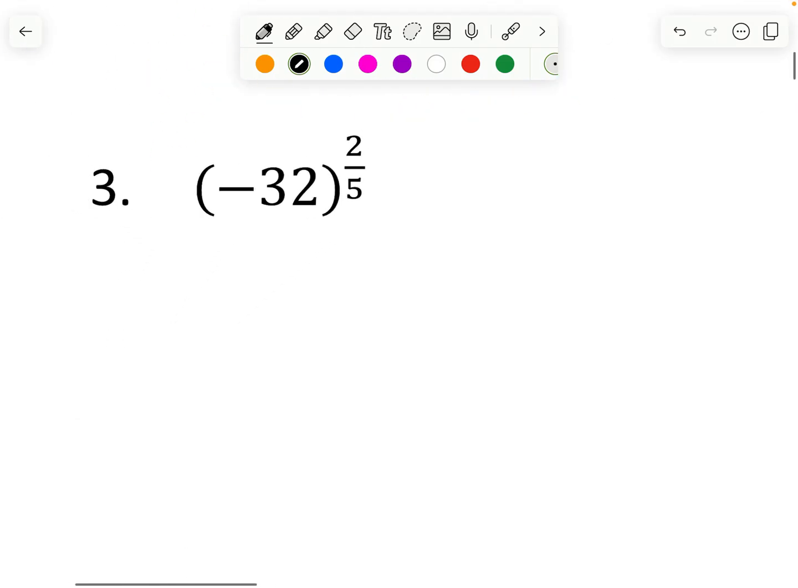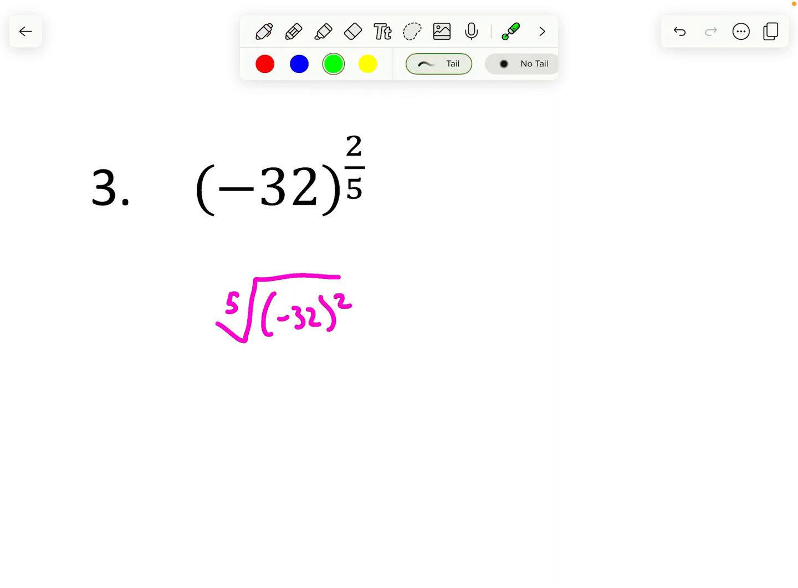All right. On number 3, again with numbers here, you need to know what a 2/5 power means. And that's the same thing as the 5th root of negative 32 squared. Notice how I put the negative 32 in parentheses. That's important because the negative should also be getting squared, which will turn this into a positive answer overall in the end. But you can also root before you square, which makes the problem easier because the numbers will be smaller. So the 5th root of negative 32 is negative 2. So this is just the same as negative 2 squared, which is 4.